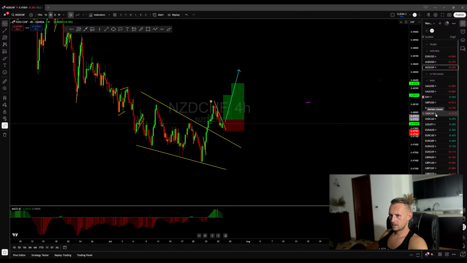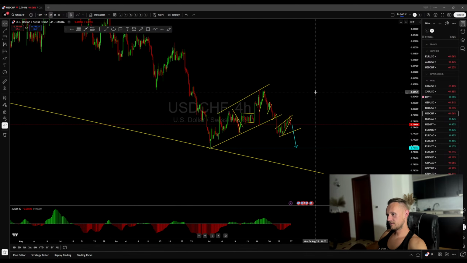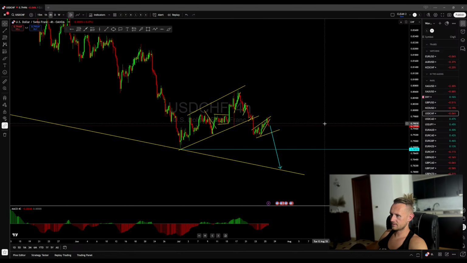USD Chief, yeah, USD Chief as well. So this is my confluence. If the USD Chief starts pushing lower, even breaking this low on the downside, then definitely the dollar is my high probability confirmed trade. My setups have a higher probability that they will work.